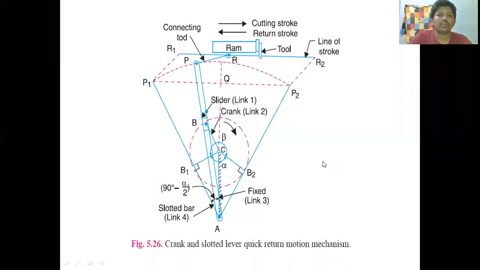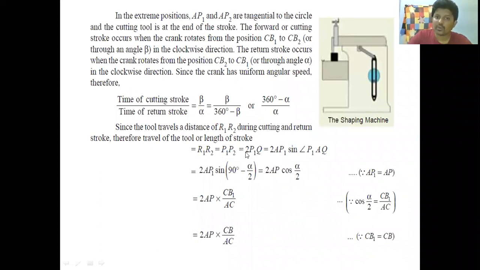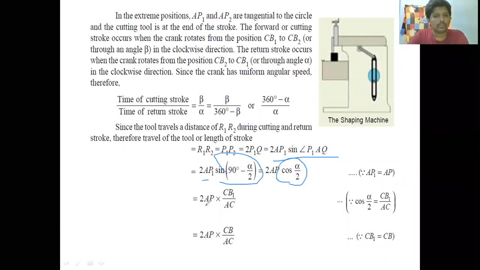P1, P2 is written as 2 into P1Q. Then sine is equal to opposite by hypotenuse, which is P1Q by P1A. Then bring this P1A to the sine part. Then you will have 2 AP1 sine P1AQ, which is 2 AP1 sine of 90 minus alpha by 2, which is 2 AP cos alpha by 2. I'm considering AP1 as equal to AP.